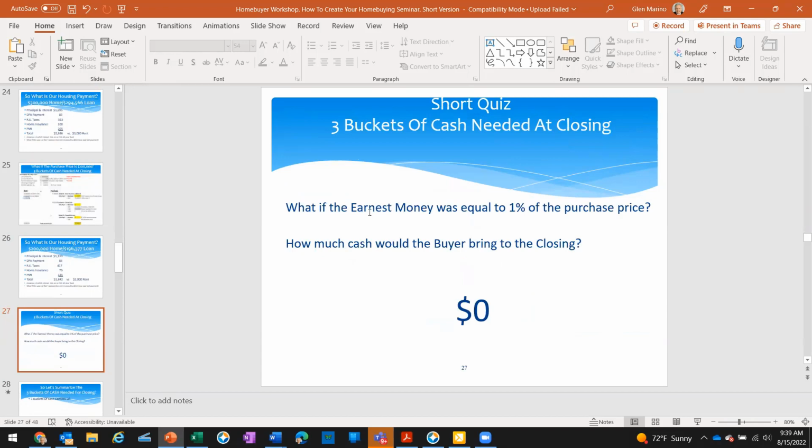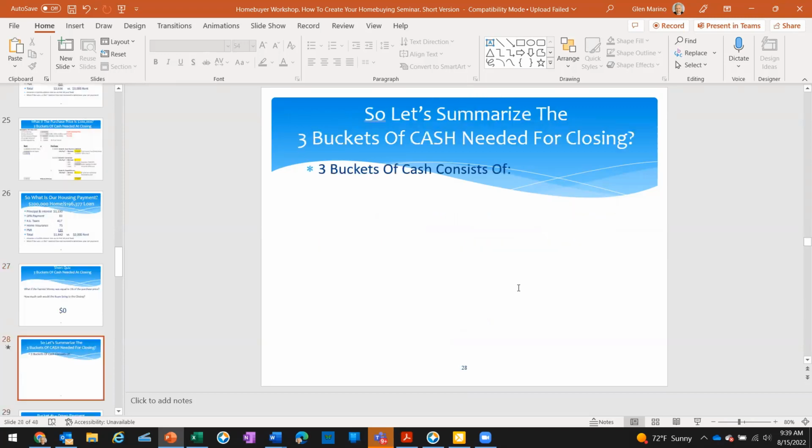So here's a short quiz: what if the earnest money at the time you went to contract for them, you put in 1% of the purchase price? How much cash would your buyer have to bring to closing? Well, if it was $3,000 on a $300,000 purchase, and you already gave the $3,000 as earnest money, and they're going to get credit for that at the closing, the answer is 0. They would bring little to nothing to closing. And you are going to look like a hero for having done that.